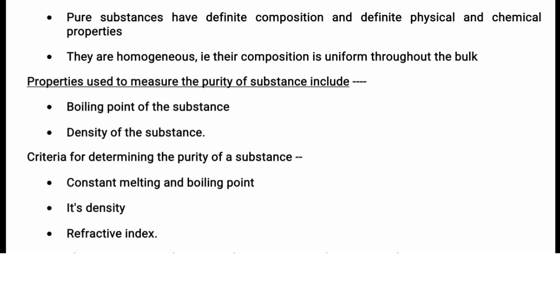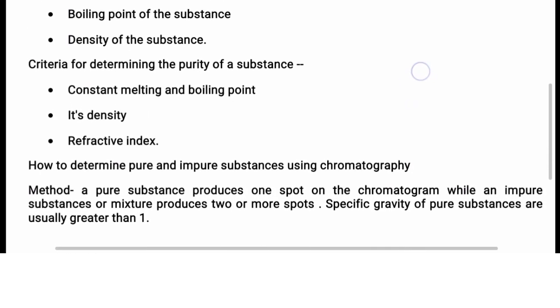Then the criteria for determining the purity of a substance is a constant melting and boiling point. Like I told you before, it must have a constant melting and boiling point. It must be constant. Then its density and refractive index. For something like diamond and so on, you can also use these as criteria for determining the purity of the substance.